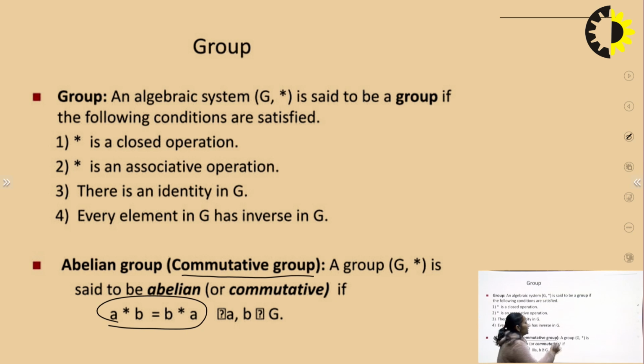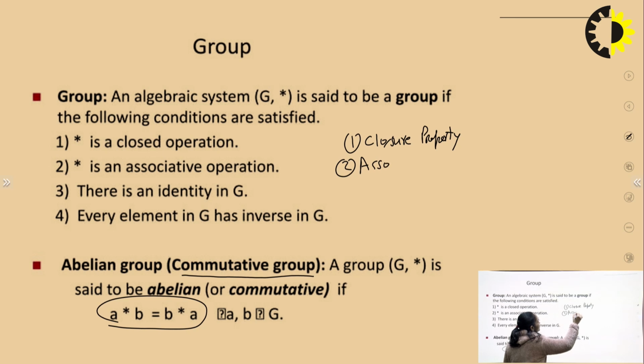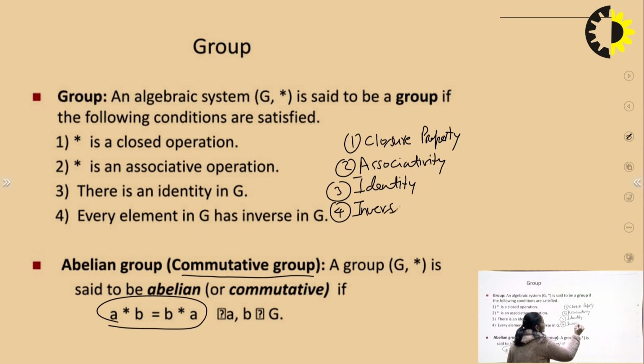So, how can we summarize? What are the properties that should be satisfied? First, closure, associativity, next identity, next inverse, and last, commutativity.